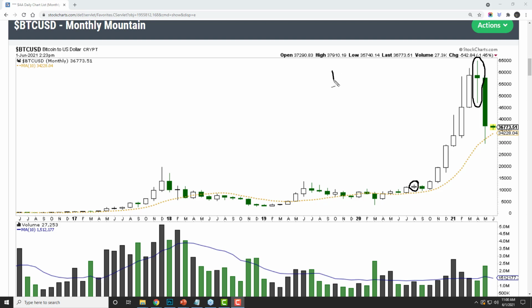A doji is a candle that looks like this, pretty flat, almost like a cross. Sometimes it's got a little bit of a body, but usually it's either that or just kind of flat. And you can see this is a perfect example of a doji. What a doji means, especially after a big rally like this on a monthly candle, is that there's a little bit of indecision. There may be a trend reversal in place.